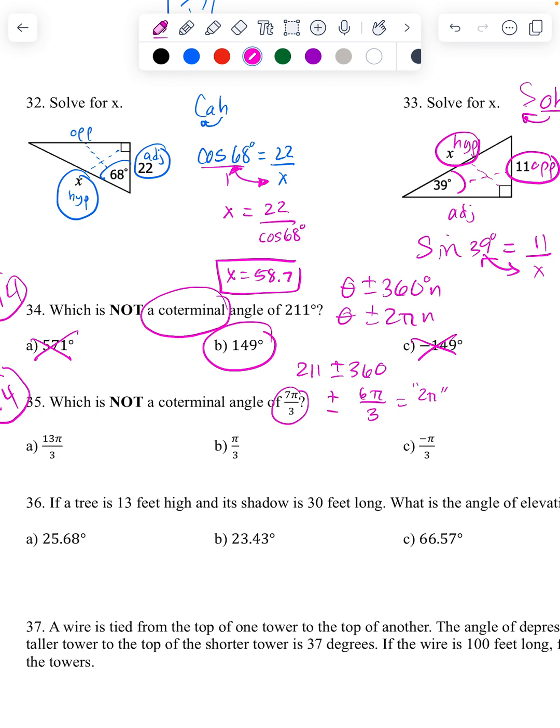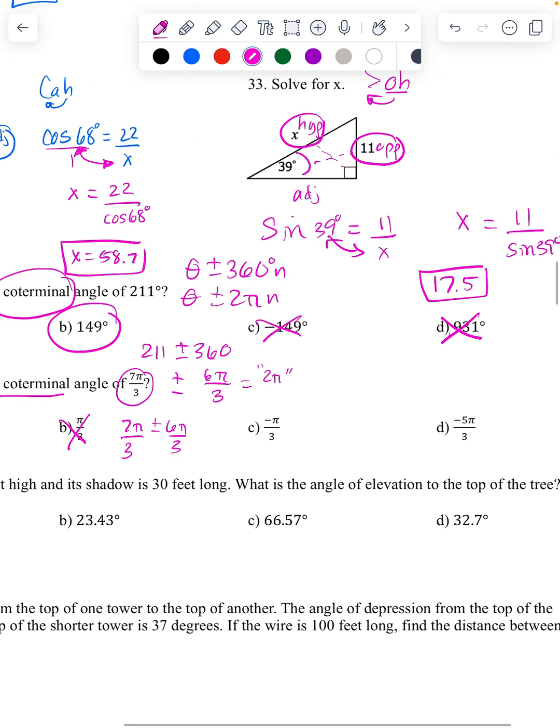So I'm going to be adding or subtracting 6 to the top, because when you have a common denominator of 3 on the bottom, you don't have to worry about it. That's why all the answers have 3s. So I have 7 pi plus or minus 6 pi over 3. So 7 plus 6 would be 13 pi over 3. 7 minus 6 would be 1 pi over 3. So these all are coterminal.